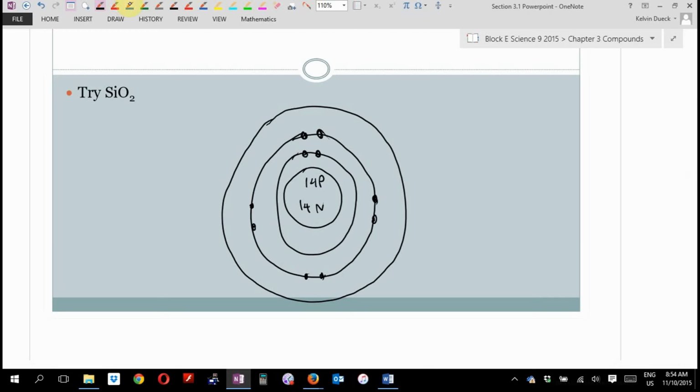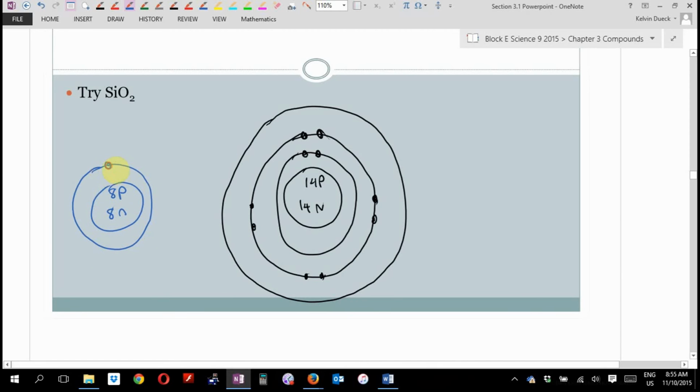This is a tough one to draw. Hang on, that outer shell. I know I'm going to put 4. Let me come back to it. How many oxygens are there? 2. Okay, so I'm going to do oxygen in blue because blue seems oxygenish to me. Oxygen has 8 protons. How many neutrons? 8. How many shells? 2. See how easy this is now? How tough it seemed a month ago?